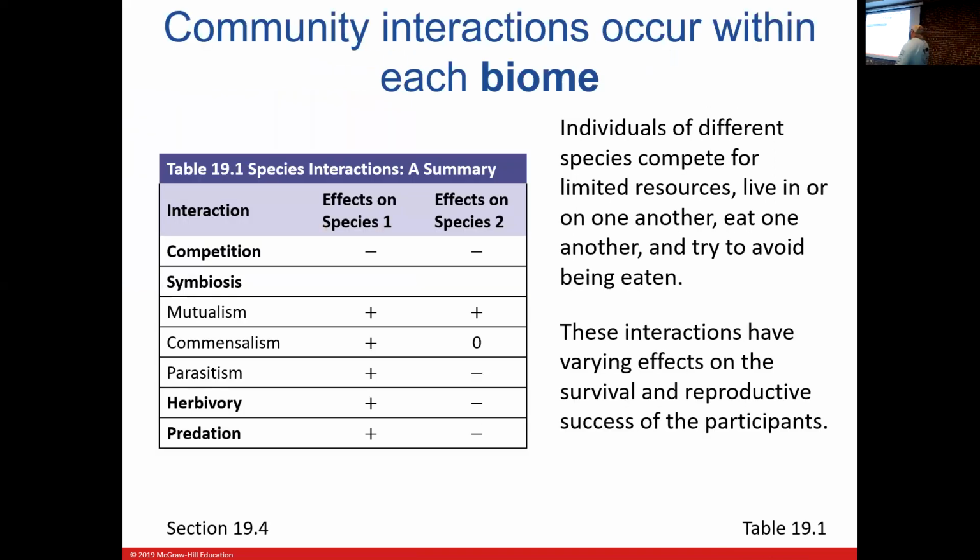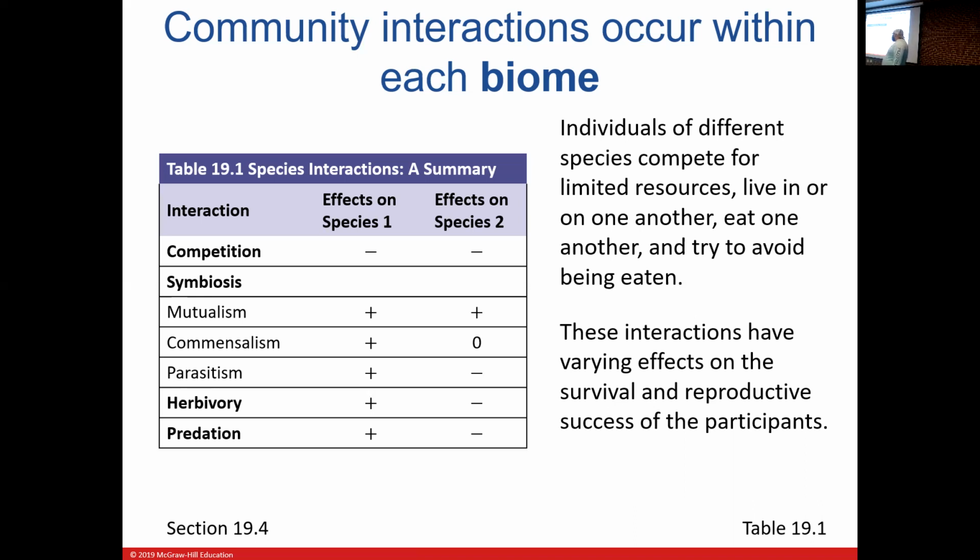Now, these community interactions occur within each biome. You have things like competition, where both species are negatively affected. Things like symbiosis, where you have mutualisms, where both species can be positively benefited. The classic example of this is anemones and clownfish, right? The anemone benefits from the clownfish defecating and bringing resources to it, and the clownfish benefits from the anemone because it's being provided protection.